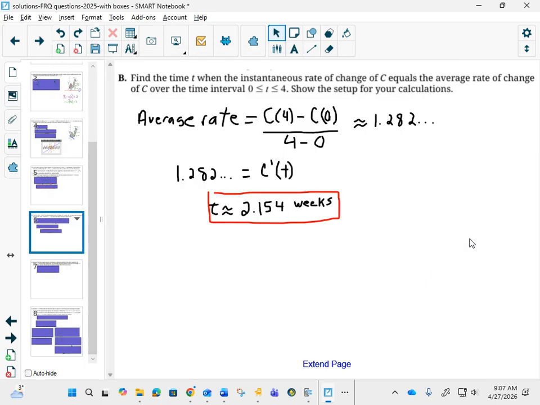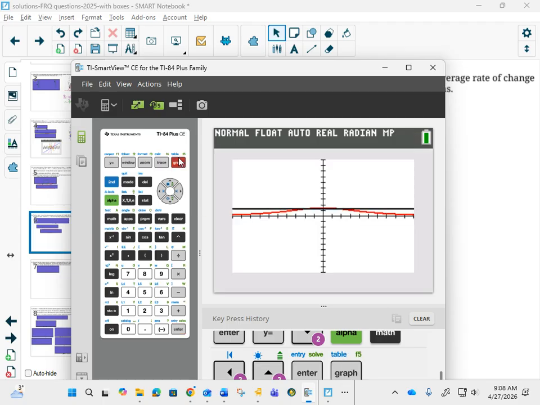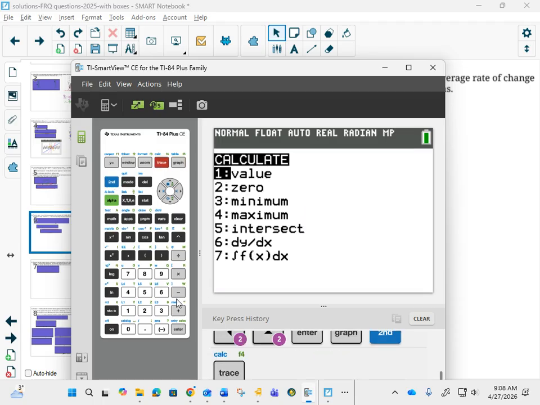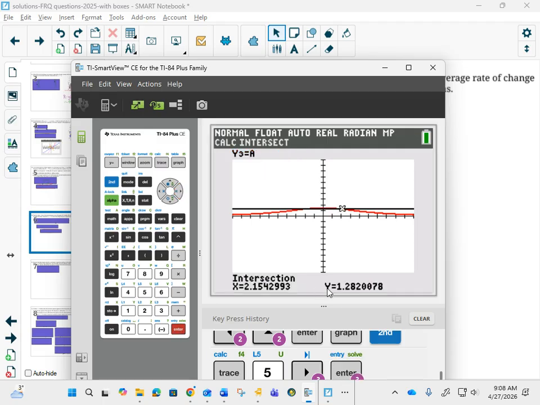So what am I really curious about? I'm curious when this A value equals my derivative. So temporarily, I'm going to turn off the equal sign on my first graph just so that I can see the derivative and just see my equation. I want to find the intersection point, so I'm going to calculate where they intersect. I'll move a little bit more so I'm towards the positive area, and I get 2.154.